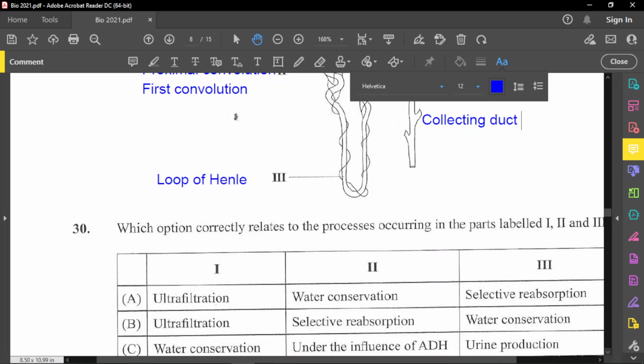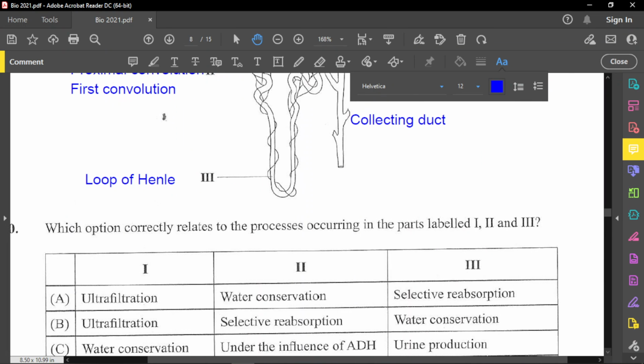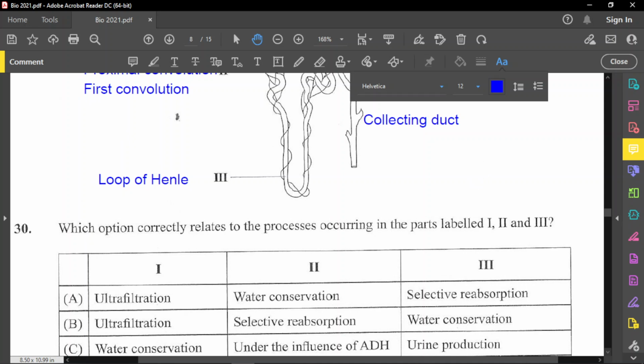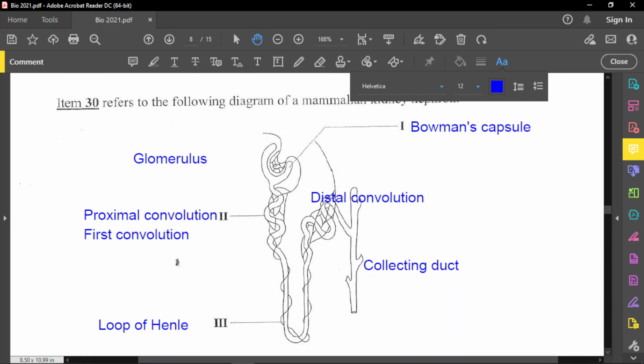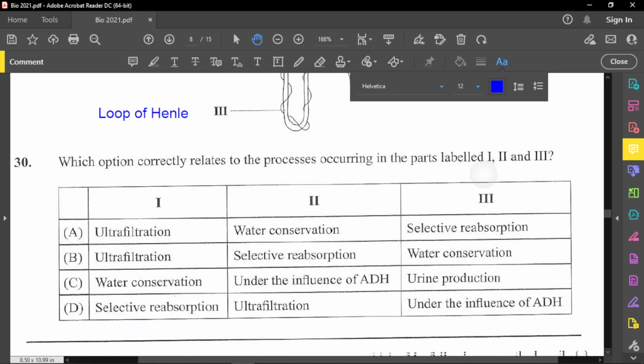So for question 30, we said: which option correctly relates to the process occurring in parts labelled 1, 2, and 3? Let's go back to the diagram again. One is the Bowman's capsule, and in the Bowman's capsule you have the glomerulus, which is the capillaries, and substances will be filtered from the capillaries into the Bowman's capsule. It does that by what they call ultrafiltration. So number one should be ultrafiltration taking place. Good. So A and B will be our two possible options so far. C and D will be out of it. Definitely cannot be true.